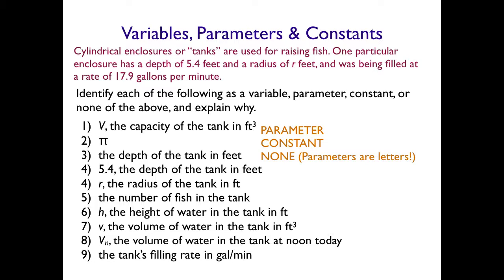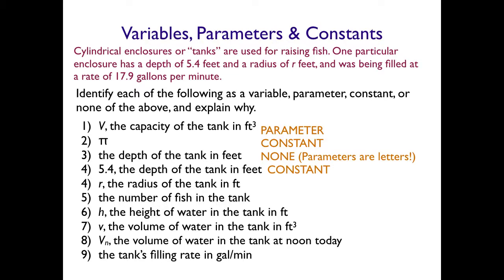yeah, number 5 also isn't any of the above because it doesn't have a symbol. It's just a concept here. Number of fish in the tank. And what about number 9? The tank's filling rate in gallons per minute. Also no symbol, so it's not one of these. But 5.4. If I say 5.4, the depth of the tank in feet, as opposed to number 3, saying the depth of the tank in feet. 5.4 is a number whose value means whatever it means, but 5.4 is a fixed value. It's not a mystery symbol that can take on different values at different times. It is 5.4.